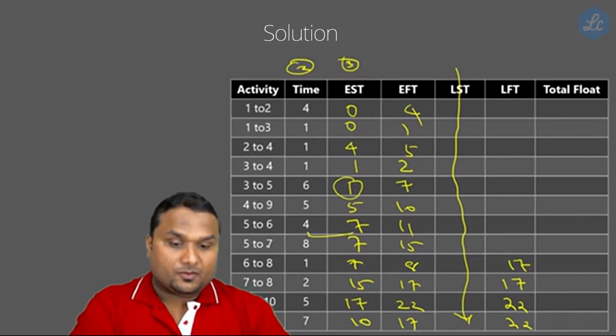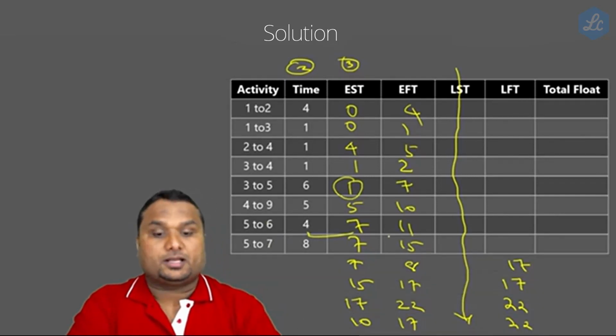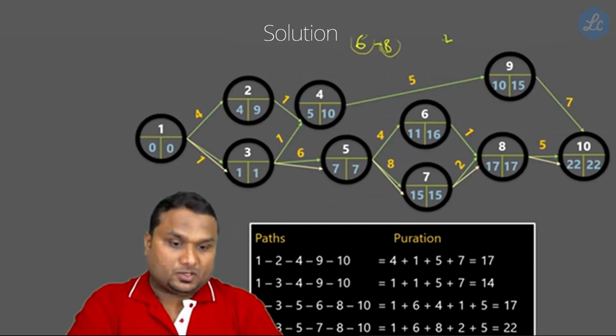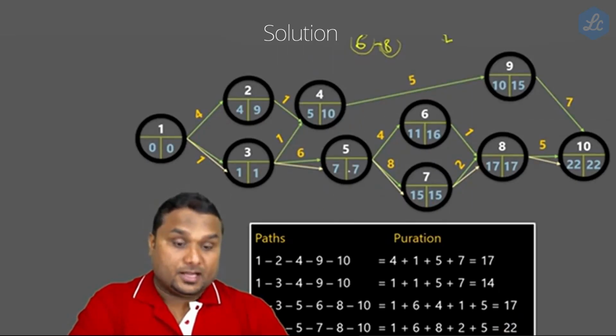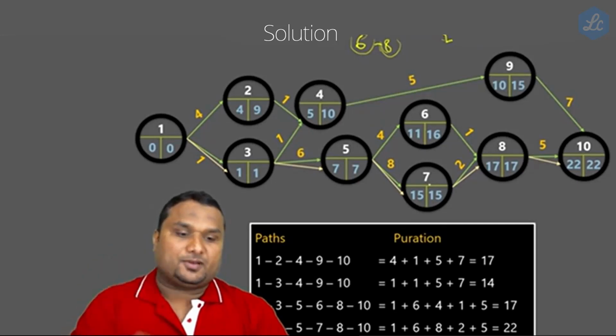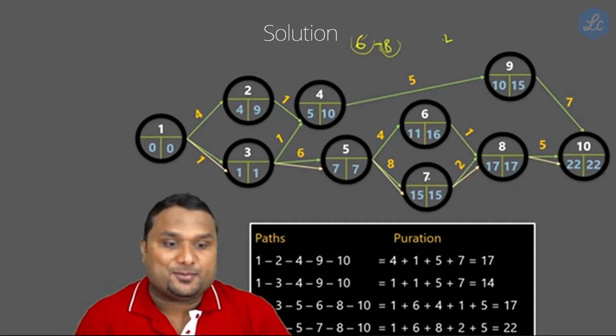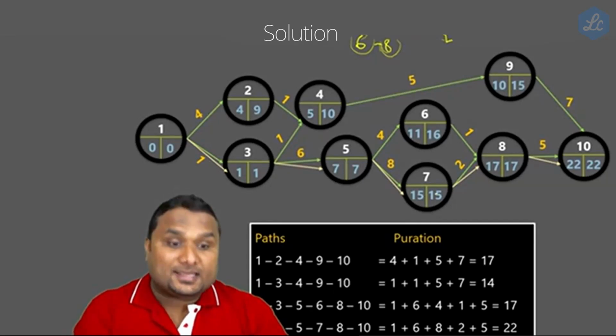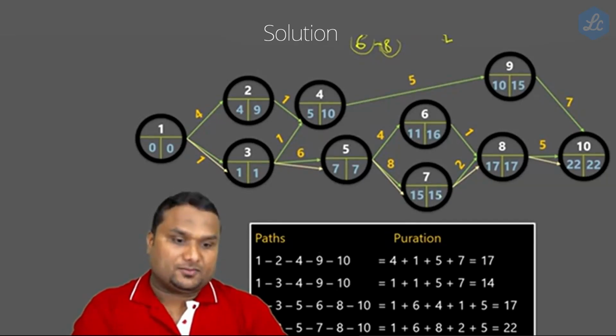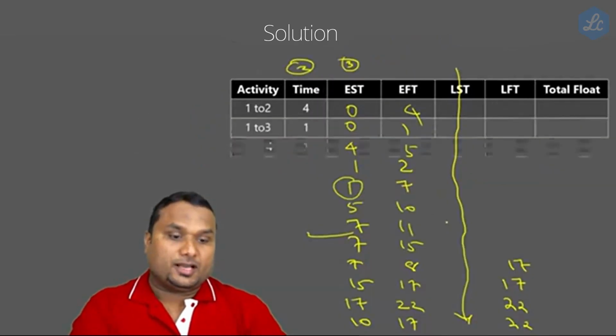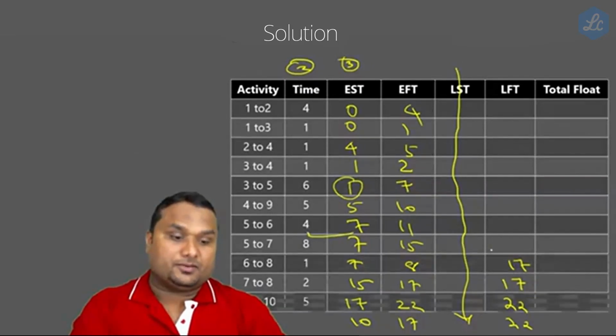Now 5 to 7, 5 to 6. Look at the 5 to 7. Come to this picture. 5 to 7 means ending point. We are going to compute LFT. Ending point is 7. So take the right side of 7. Right side of 7 is 15. So LFT of 5 to 7, 15 is the right answer.